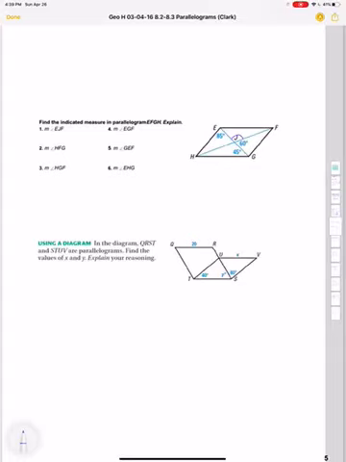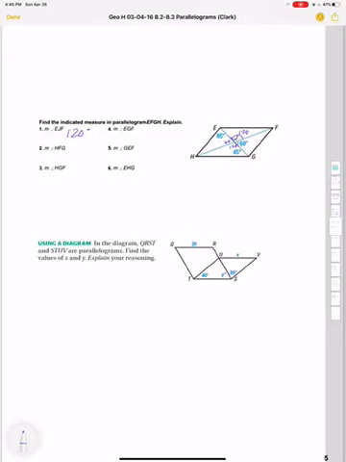We know that this right here, it looks like this is 60. So this is a straight line, so that would be 180. So that must mean that J is 120, because it forms a linear pair with that angle FJG. And so if this has to be 120, this has to be 120, and this has to be 60.